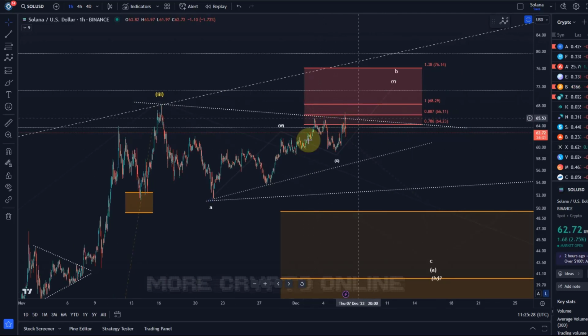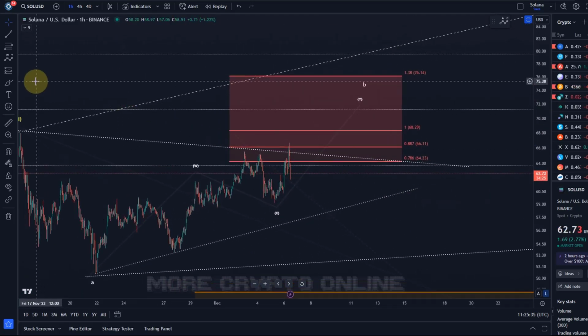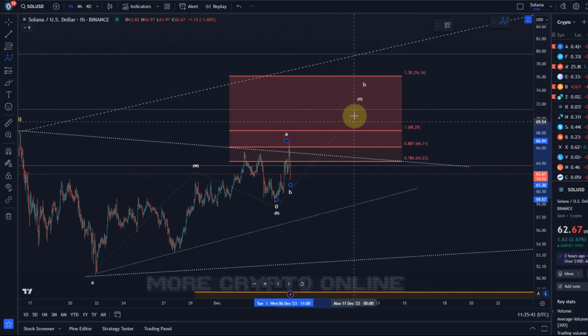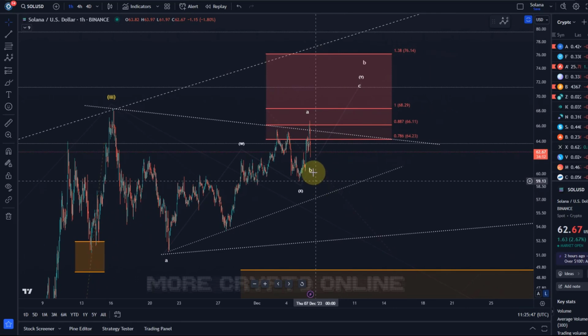So it's looking as if this might be a WXY structure, and this Y wave, if it's unfolding, would be an ABC structure itself. So it is entirely possible that we had an A wave here. We might just be coming down in a B wave and then move up in wave C. That's just one of these scenarios that's possible.